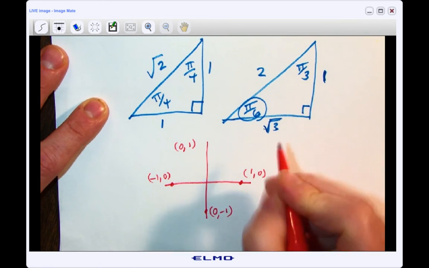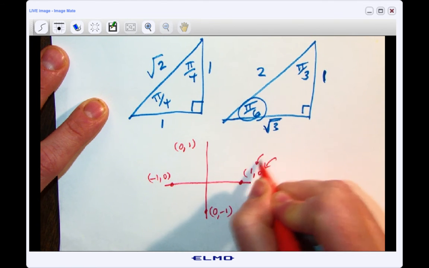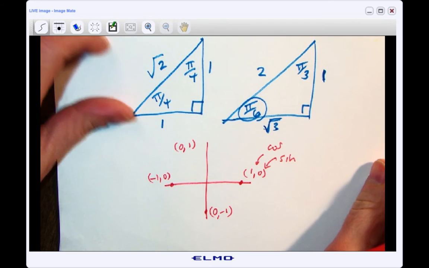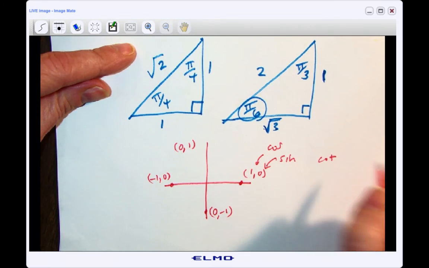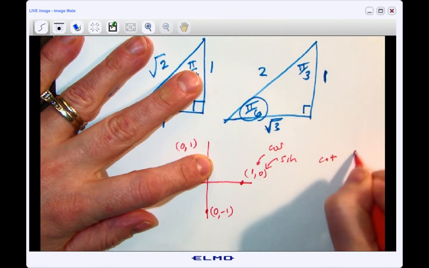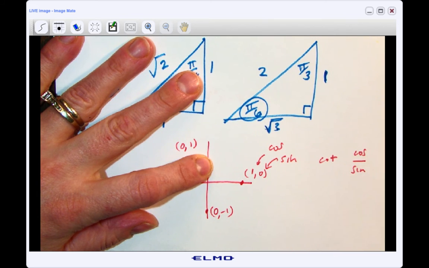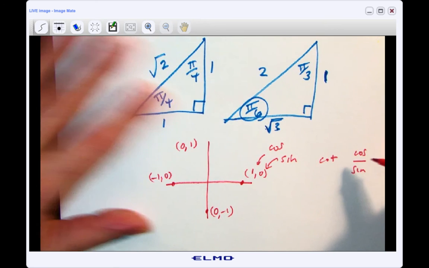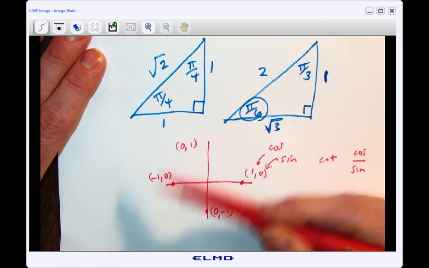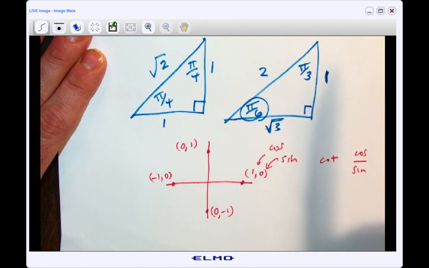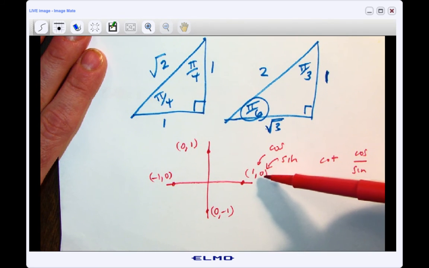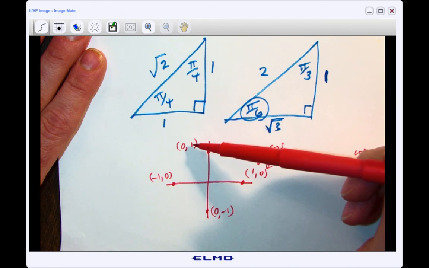the x value is going to be our cosine, and the y value is going to be the sine, if you remember. So if I'm looking for cotangent, I want the cosine over the sine to come out to be 0. So that means I want the cosine to be 0. So where would the cosine be 0 here? Well, it would not be here because that would be 1 over 0, which is undefined. But this would be 0 over 1.